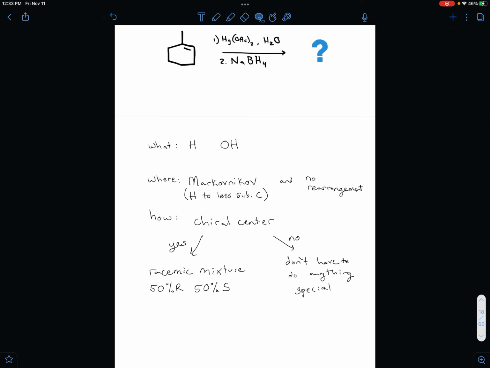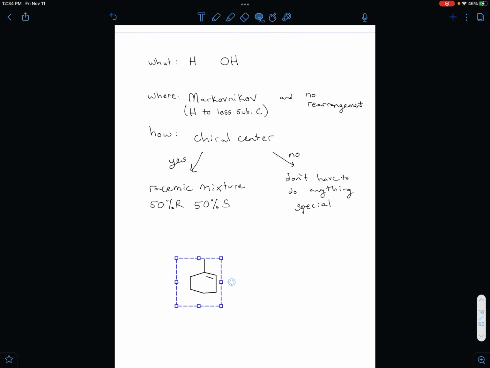So you can take the molecule they're giving you, and there's no rearrangement in this reaction. The only reactions that have rearrangement in this chapter are hydrohalogenation and acid catalyzed hydration. So if there's no rearrangement, then you know that you're going to be adding things onto those two carbons that are in the double bond.